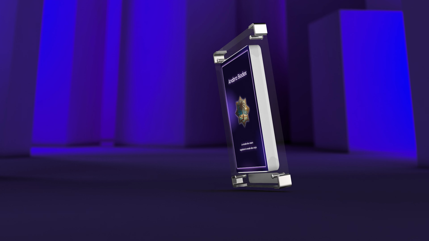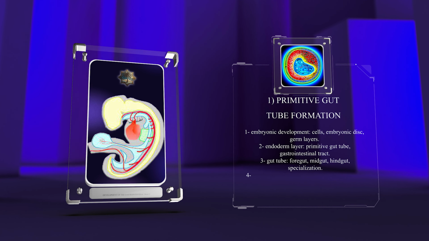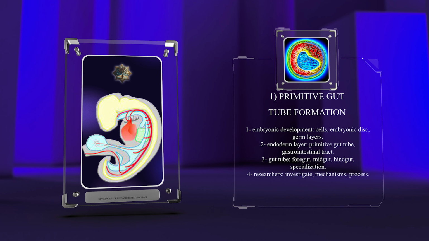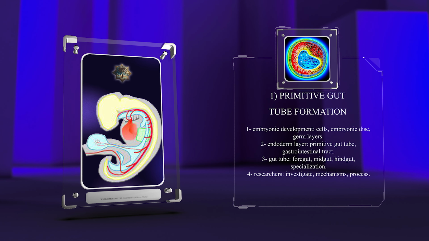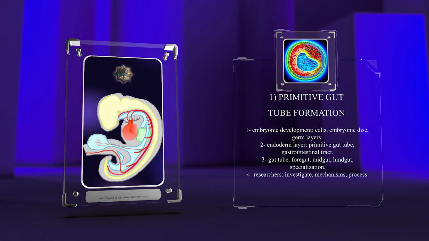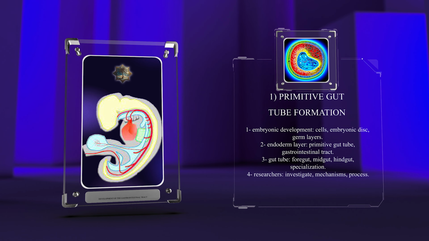In the early stages of embryonic development, cells in the embryonic disc fold inwards to form three germ layers. The endoderm layer gives rise to the primitive gut tube, which develops into the gastrointestinal tract. The gut tube is initially divided into foregut, midgut, and hindgut, which undergo further specialization. Researchers continue to investigate the mechanisms behind this process.